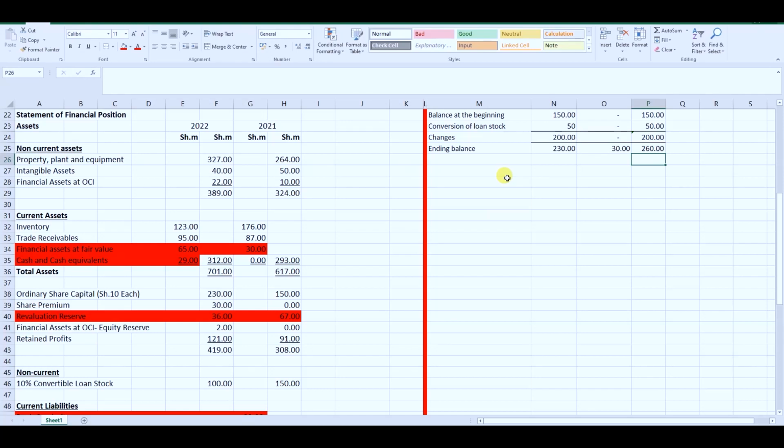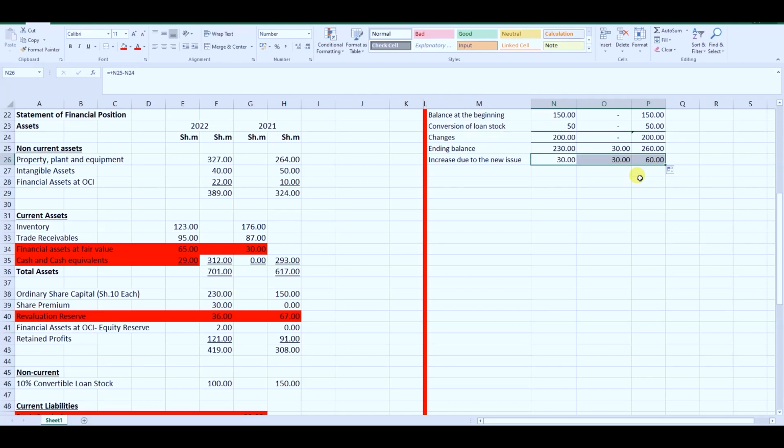So what is the increase due to the new issue? Increase due to the new conversion of loan stock, the new issue. Over there, we'll just subtract upwards, so plus that value minus 200, enter. Here we just pick the formulas right here, that plus sign like that, 60. So that is the increase due to the new issue.